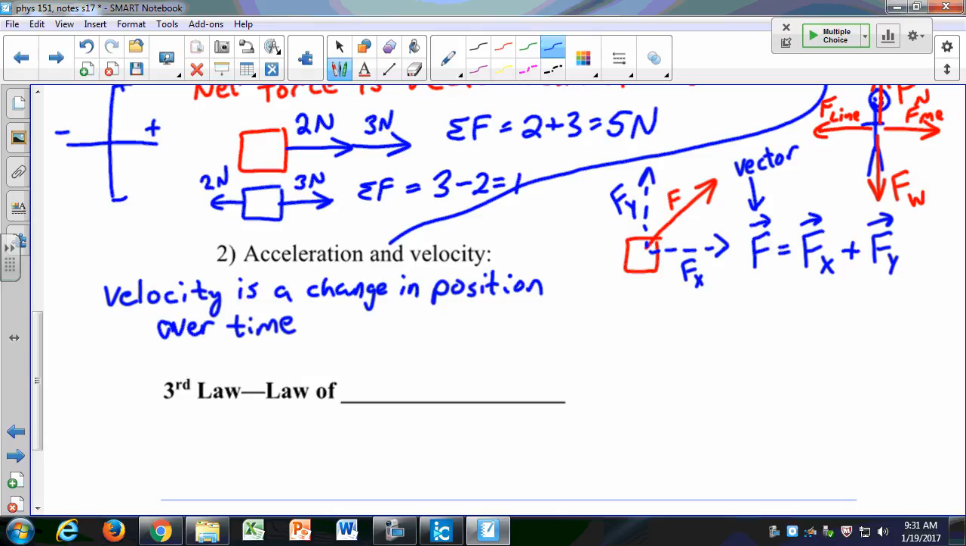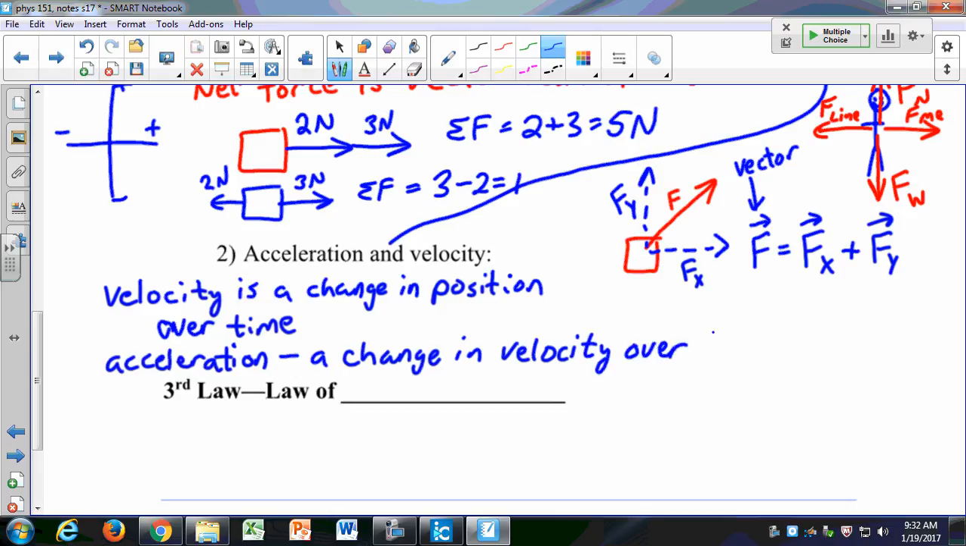Acceleration is a change in velocity over time. Acceleration describes how your velocity changes. Velocity is measured in meters per second. Acceleration is measured, I've given you this before, in meters per second per second, or meters per second squared.